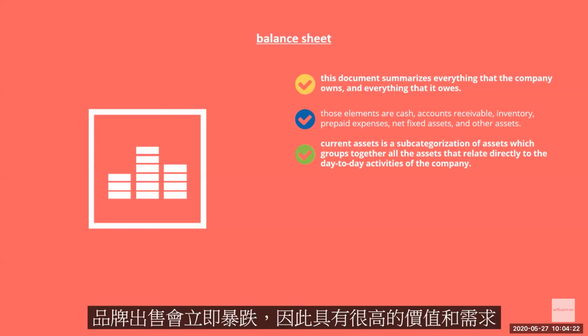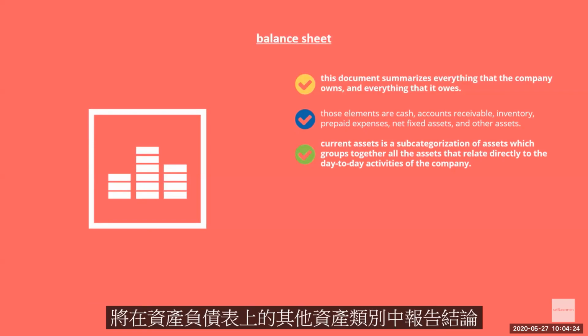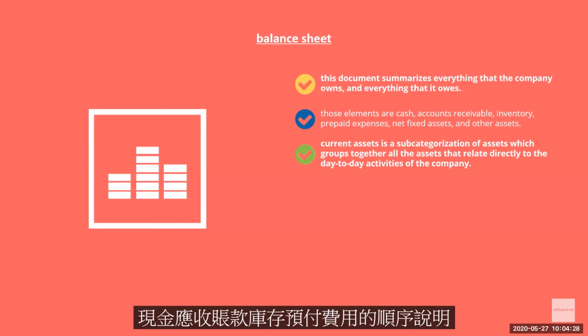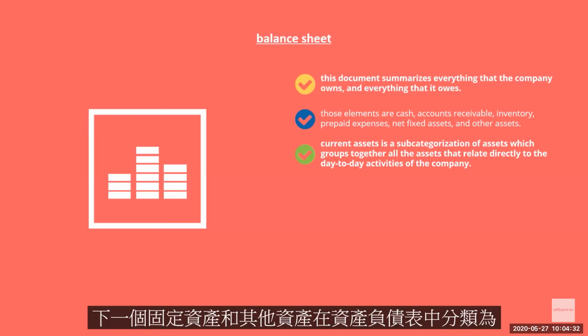It is therefore of high value and needs to be reported on the balance sheet in the other assets category. A concluding note on the order in which cash, accounts receivable, inventory, prepaid expenses, net fixed assets, and other assets are categorized in the balance sheet.